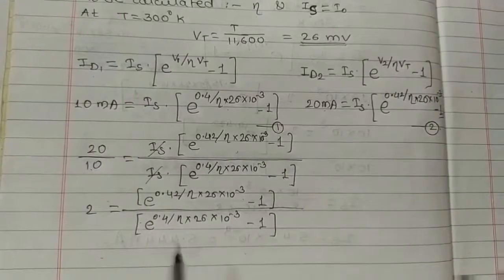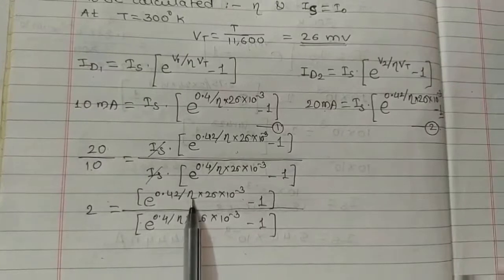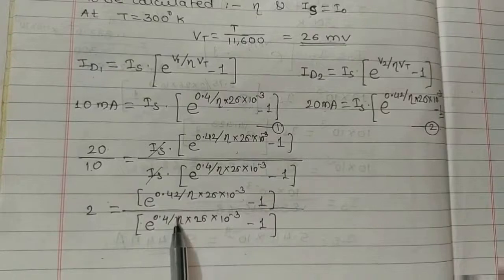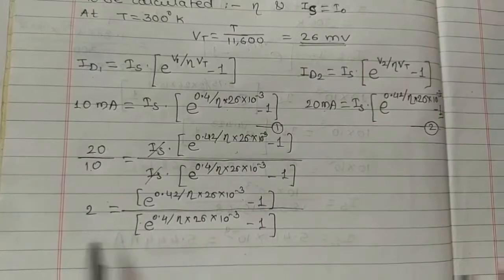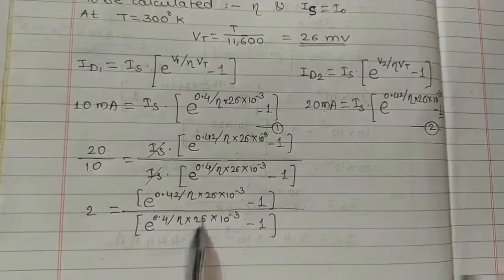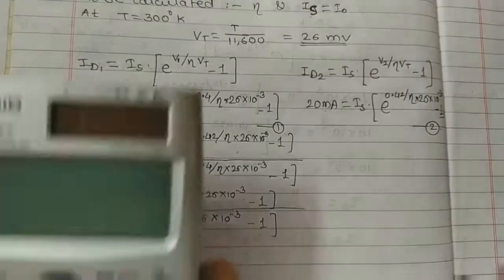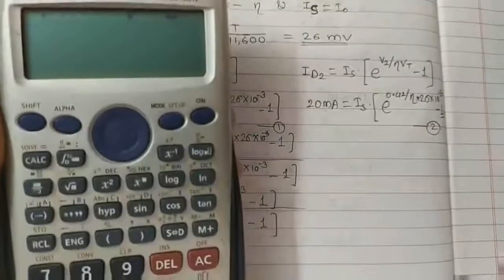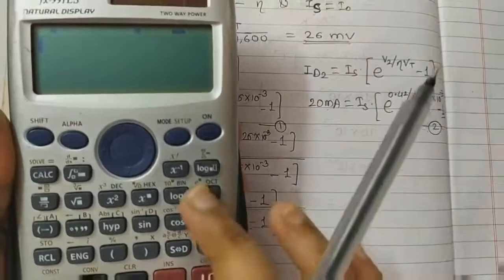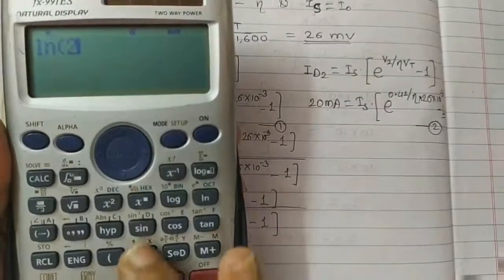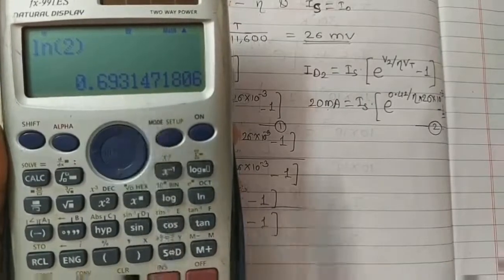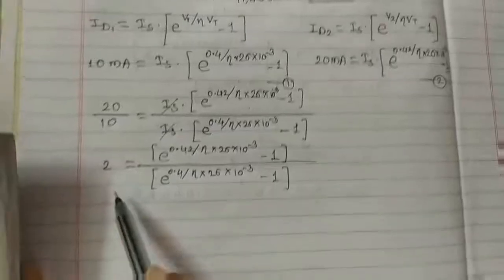Now we have to solve to find out the value of eta. So what we'll do, we'll take the log of this equation, log to this side and log to this side. When we take log in our calculator, we have to use this button. Okay, so log of 2 is equal to how much? It is 0.693.